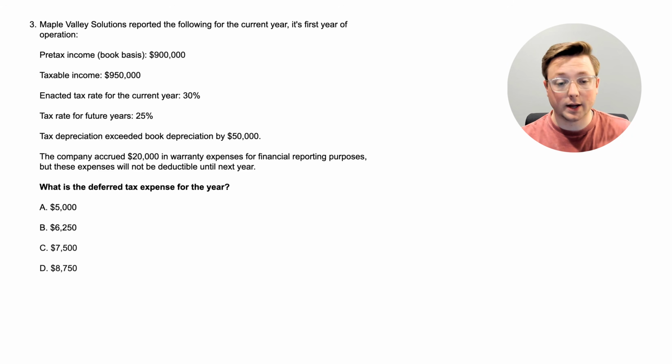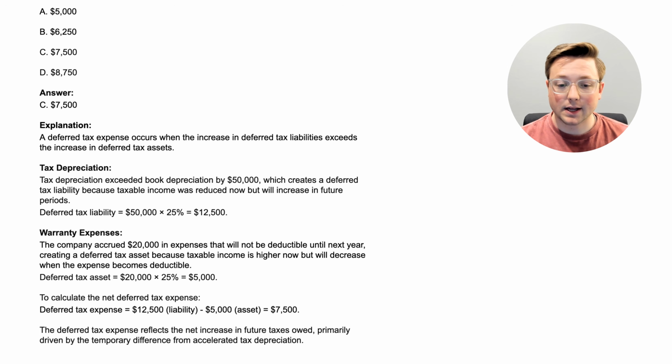If you don't know, that's okay. We're going to use the answer to figure it out. If you have seen this before though, pause the video, try it on your own, and when you're ready, come back. We will look at the answer together. All right, here we are. The answer is C, $7,500. That is the deferred tax expense.